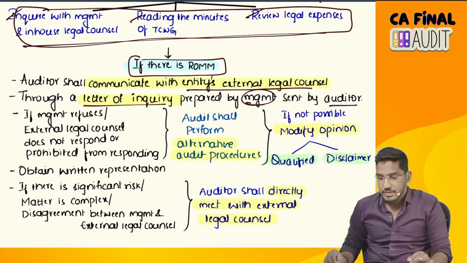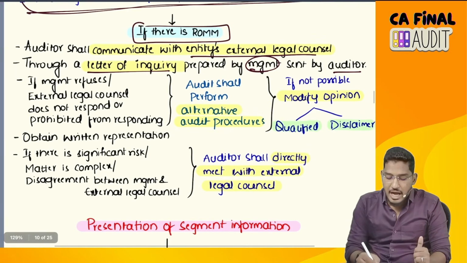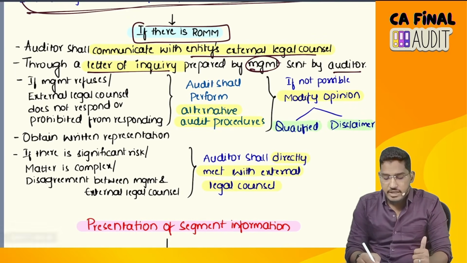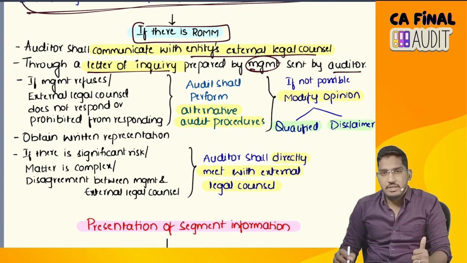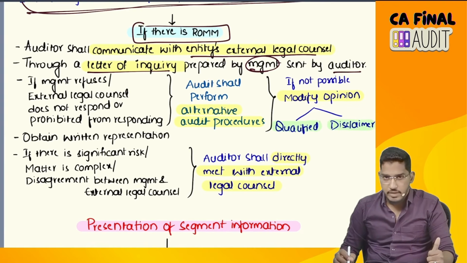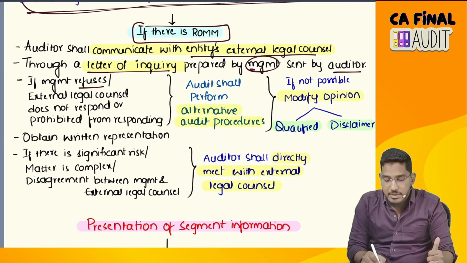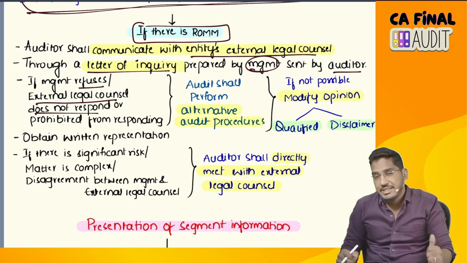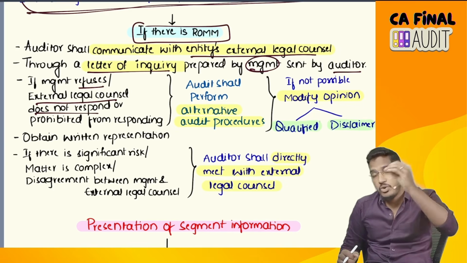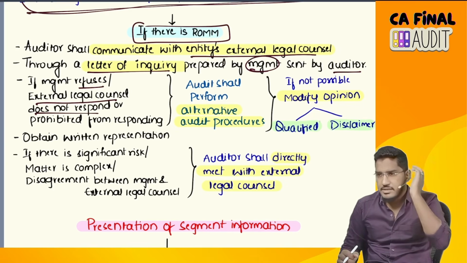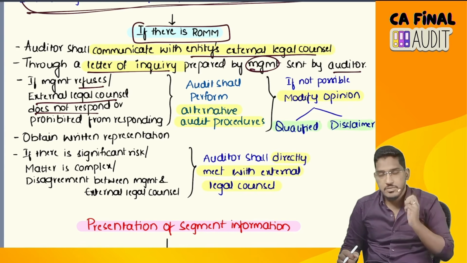There is no complication. But when the problem will arise is, I want the management to draft the letter of inquiry, but the management says, no, no, we will not help you to prepare the letter of inquiry. Or management has helped me to draft the letter of inquiry, but the external legal counsel does not respond. He is not giving me a response, or he is prohibited from responding because of his ethical requirements. Any of these things could happen, which creates a bottleneck.